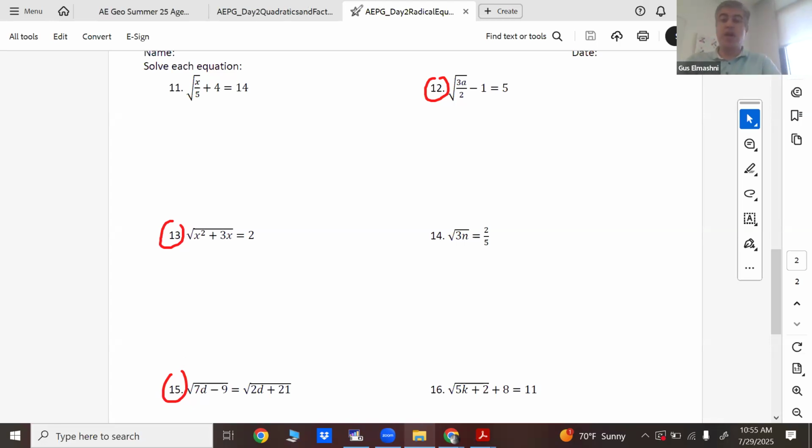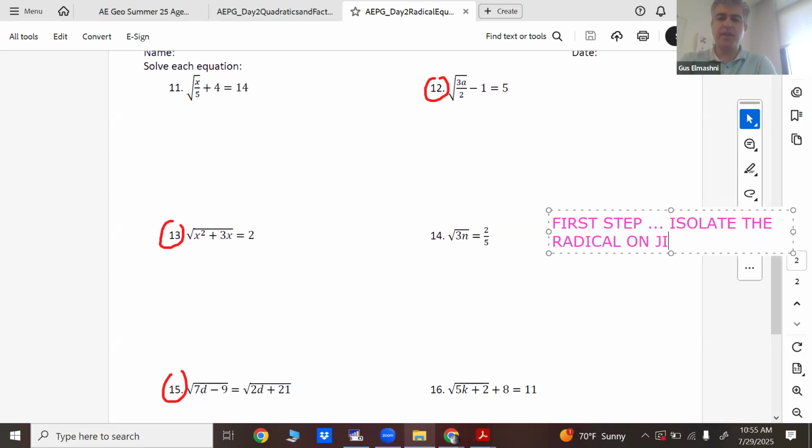Plus 1, yes. Do not square both sides yet. Do not do that. You are asking for trouble if you square both sides. You have to isolate. First step, isolate the radical on just one side. Very important. Because if you start squaring both sides, it gets incredibly messy. I mean, don't do this.